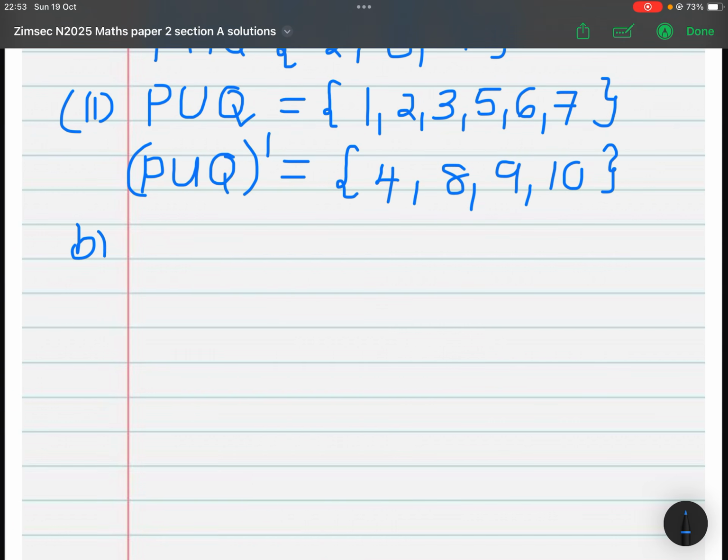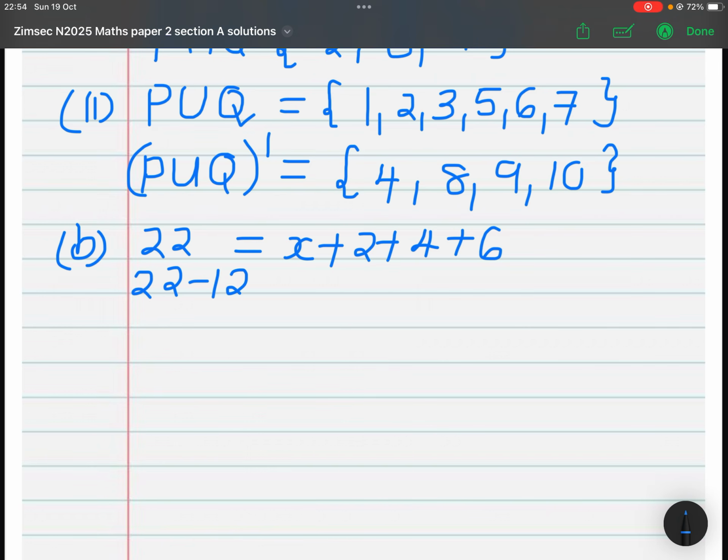We are now on part B of the question. We are going to say 22 is equal to x plus 2 plus 4 plus 6, right? We need to make x the subject of formula. 2 plus 4, we get 6. And then 6 plus 6, we get 12. So we say 22 minus 12 is equal to x. So we are going to get our x is 10. That is going to be our answer.